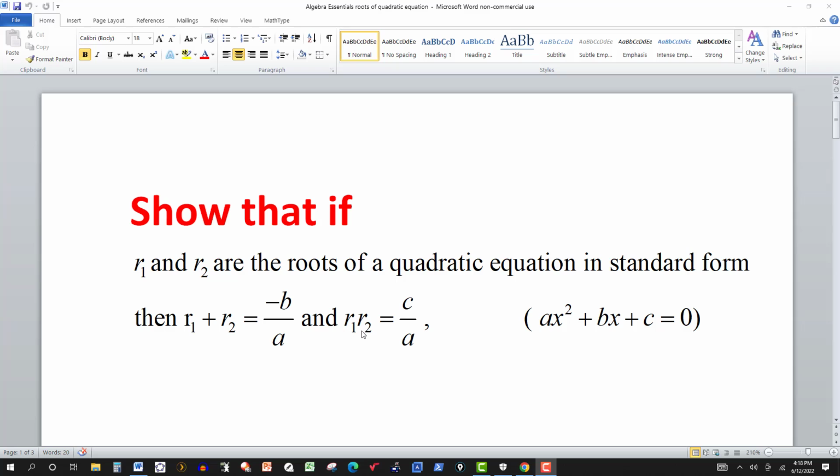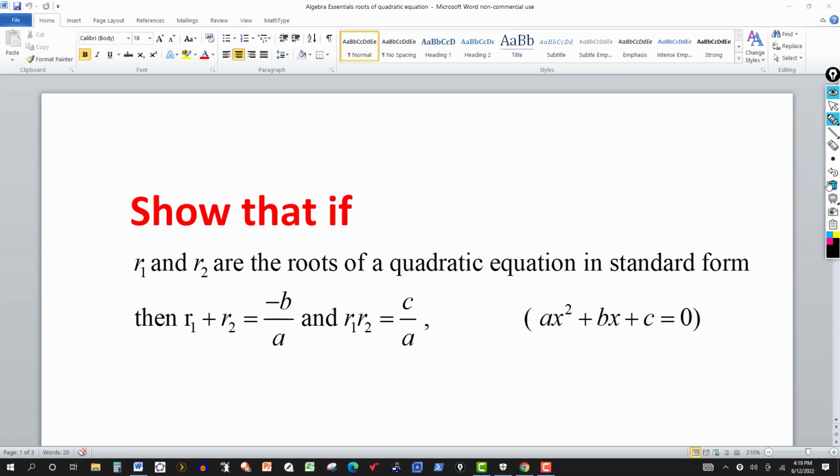If you multiply the two roots, remember the roots are just solutions, the product is c over a. Just introducing some basic theory here. You solve this equation, ax squared plus bx plus c equals 0, using the method of completing the square, and you will get the quadratic formula.